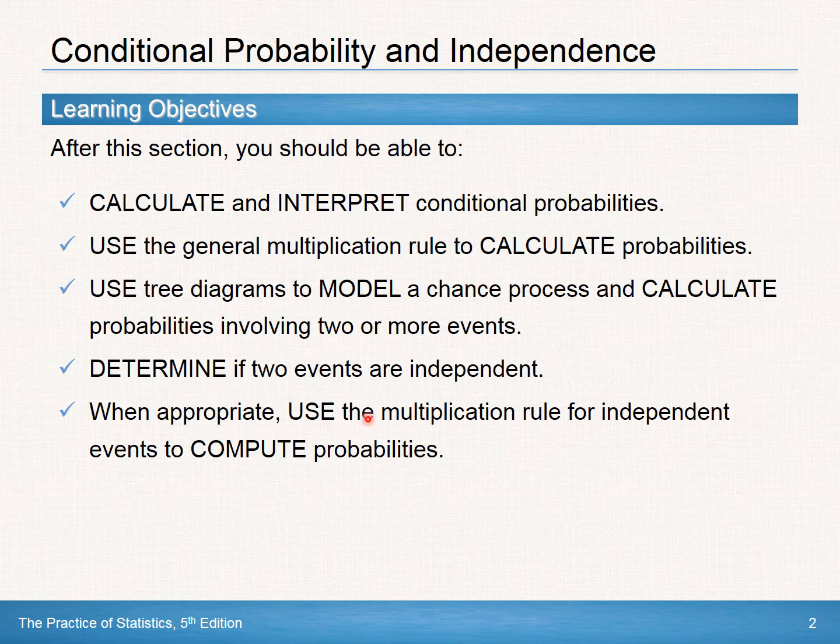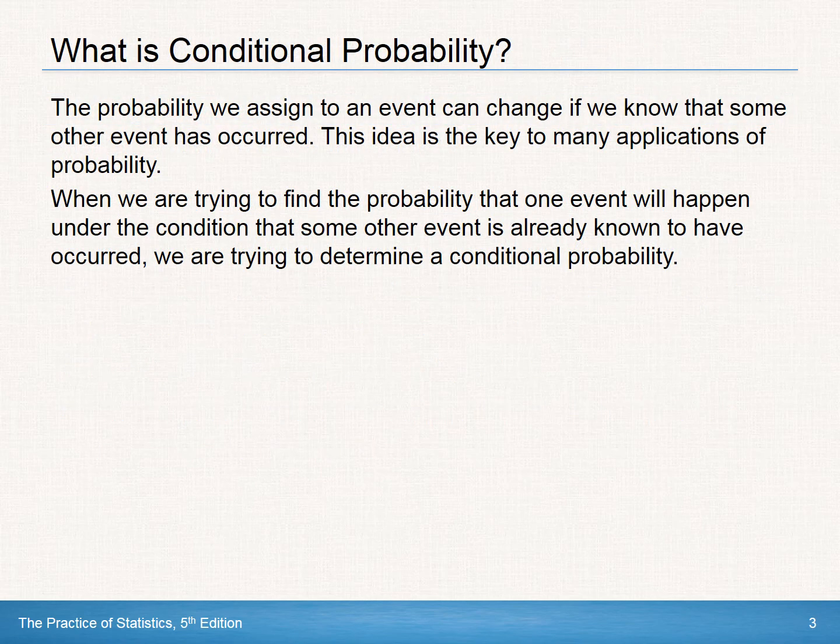We're going to determine if two events are independent and, when appropriate, use the multiplication rule for independent events to compute probabilities, and that's going to be involving the tree diagram that we're going to take a look at earlier.